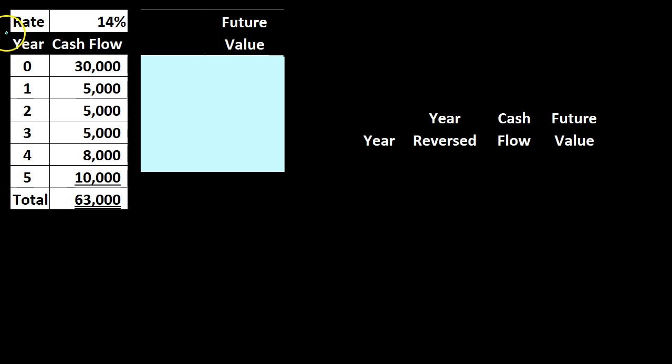Our rate is going to be 14%, and then we're going to have our years 0, 1, 2, 3, 4, 5. And then our cash flows: 30,000, 5,000, 5,000, 5,000, 8,000, 10,000, 63,000. What we want to get good at is taking a look at the numbers that we're using, what we're trying to future value. We want to get an idea of what we're future valuing and then take an approach on how we're going to future value it.